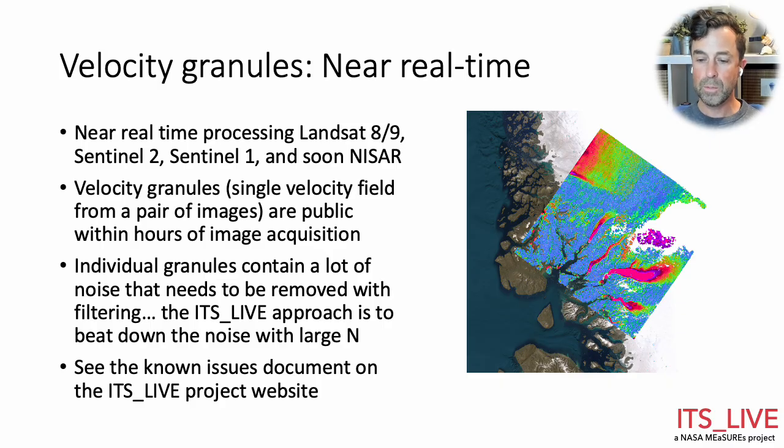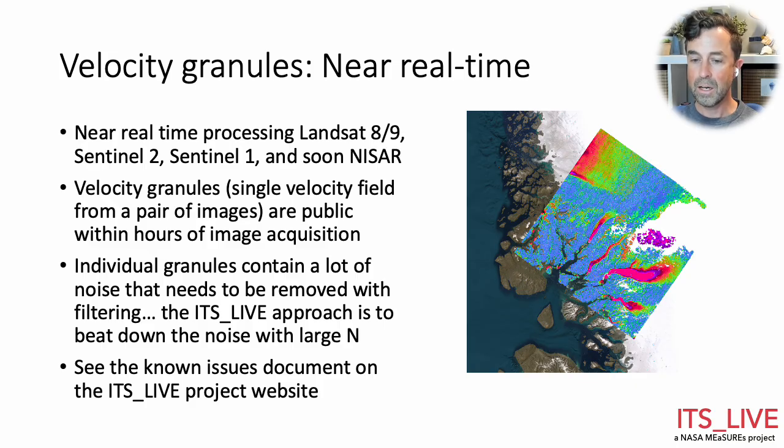The lowest level data that we provide to the user is called a velocity granule. This is the velocity field generated from two images. And for any location on the Earth, there may be hundreds of thousands of granules for a single point on the Earth. So it can be difficult to work with, but we have some solutions to that that we'll talk to in the next slides.